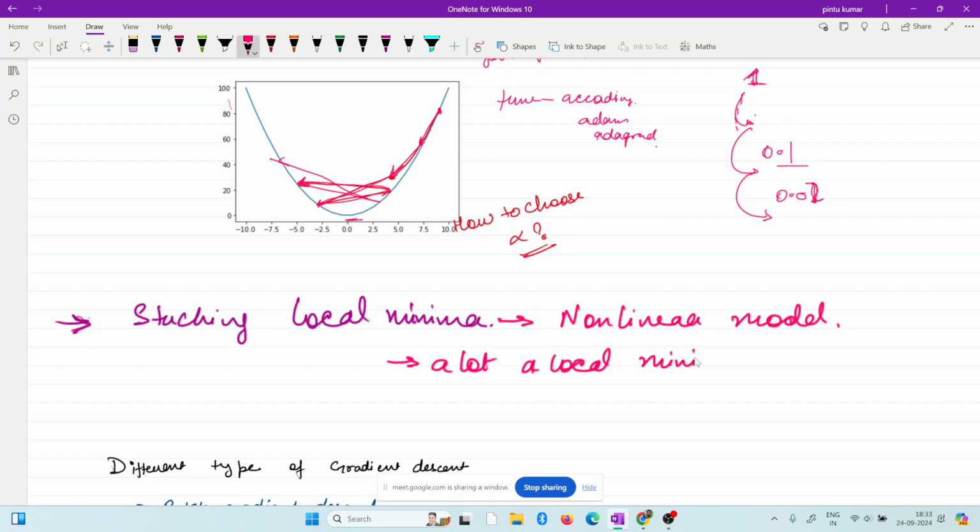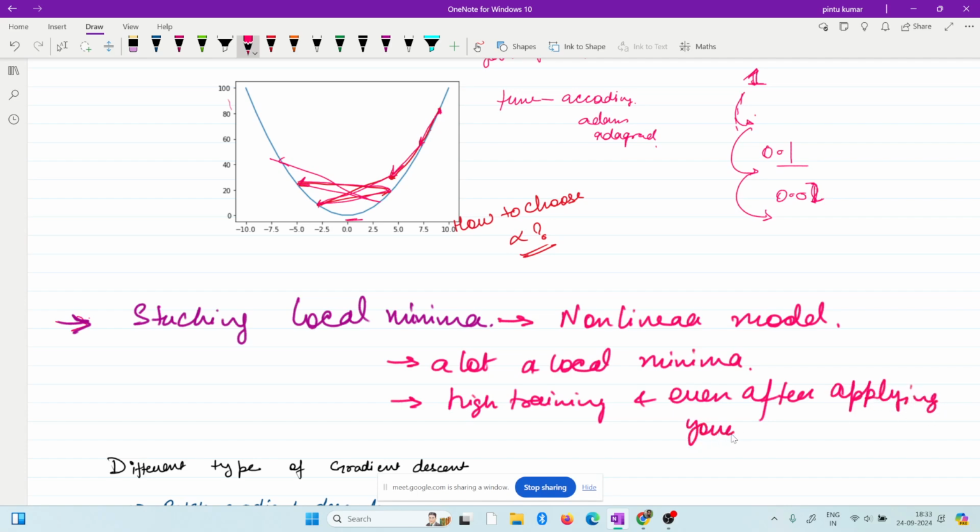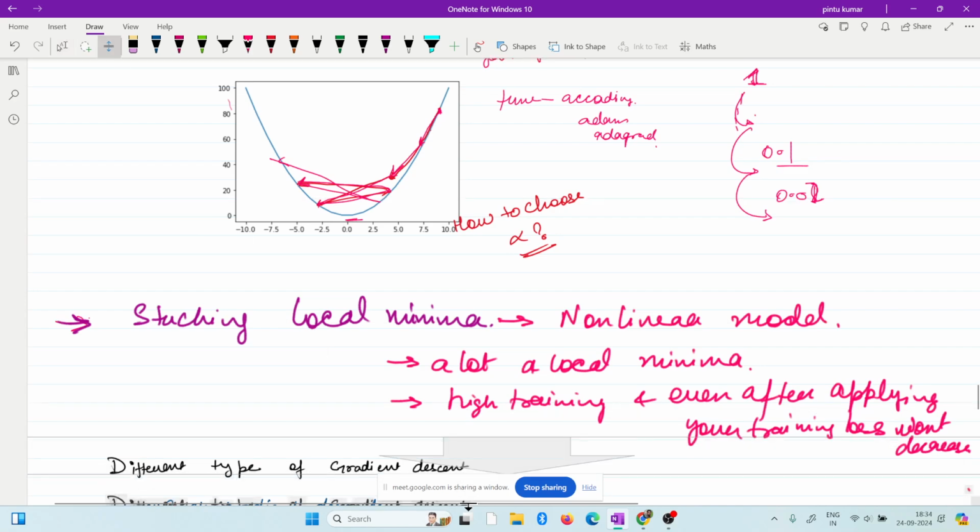It is possible that when you are training, your loss function gets stuck in some local minimum. So how would you know it is stuck? You will have a high training loss, and even after applying gradient descent again and again, your training loss won't decrease. The reason is that it got stuck in some local minimum and is not able to exit it.